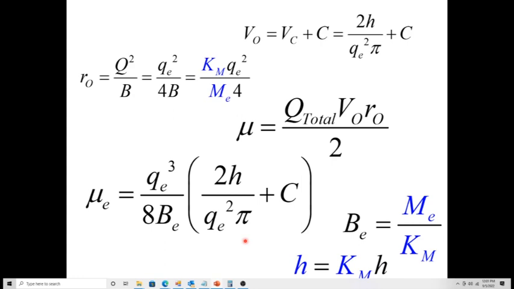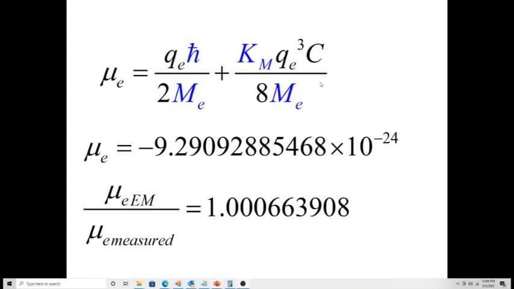But for those people that don't like to work in natural units, what we're going to do is replace the inertia of the electron, and we're doing this for the electron, by the mass of the electron divided by km. And we're going to replace the Planck constant. We're going to substitute this into there. So when we plug everything together and reduce, this is the equation that you get. And when you plug in all the values, this is the magnetic moment of the electron computed using ethereal mechanics.